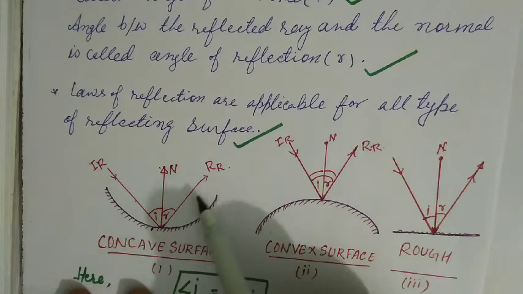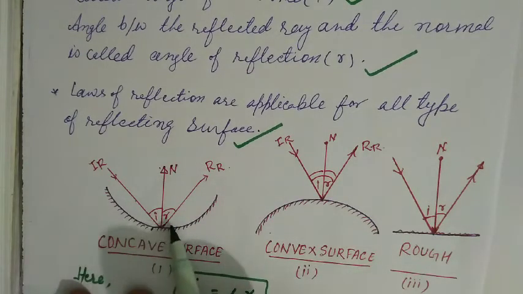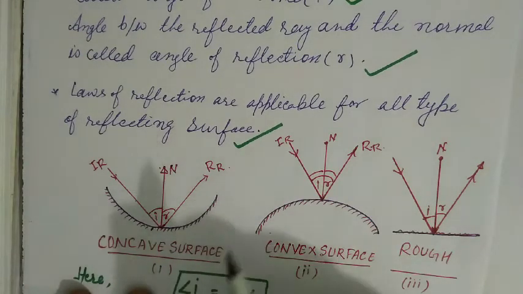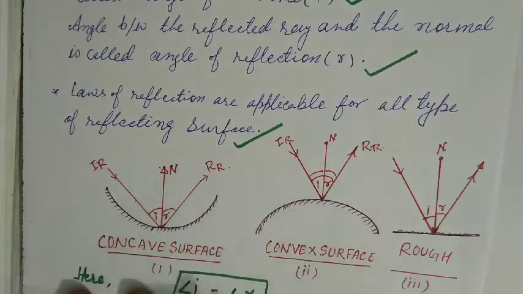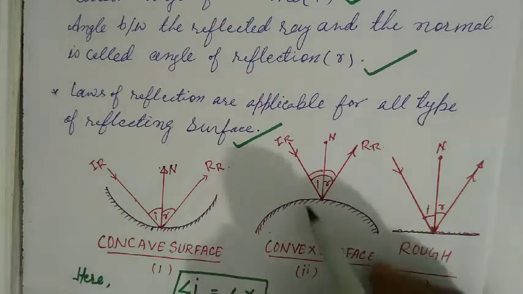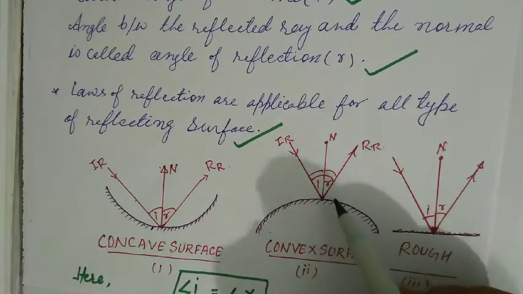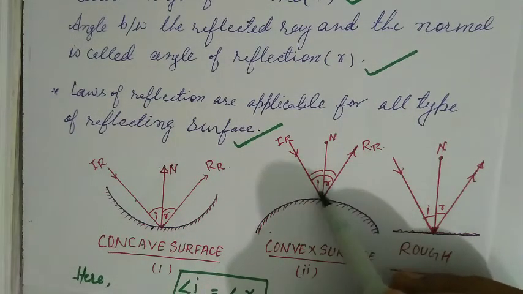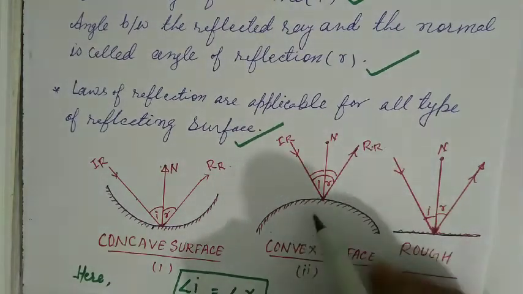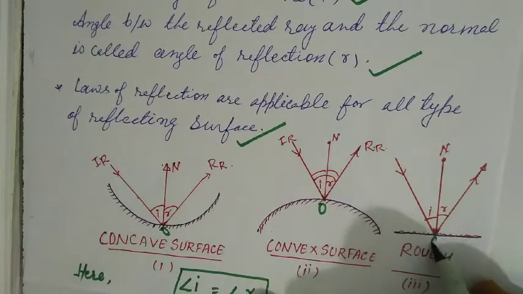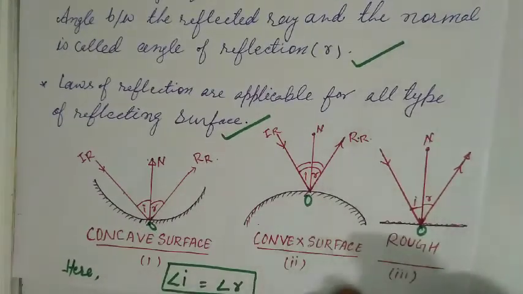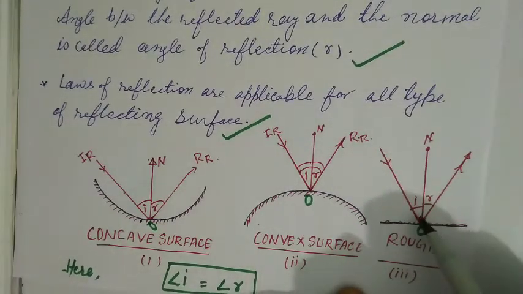RR is the reflected ray. Here again, angle I is equal to angle R. In the same medium, the reflected and incident rays are in the same medium. Again, from that convex surface, the angle of incidence and angle of reflection must be equal. This is the normal. Supposing the point is O, here the point is also O. In a rough surface, the angle of incidence is equal to the angle of reflection.